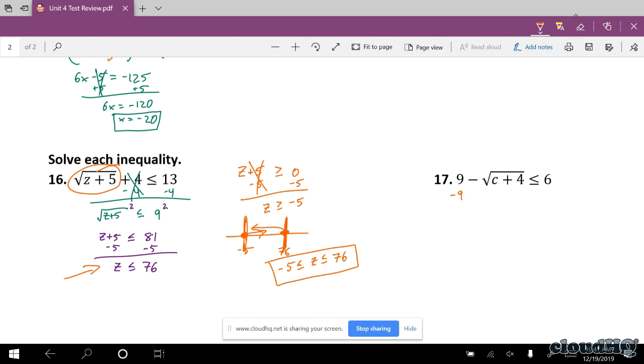Number 17, for example, works out nicely. You don't have to eliminate anything. You do have a negative, so you have to divide by a negative 1. Since it's an inequality and we're dividing by a negative 1, it does switch the inequality sign, so it becomes greater than or equal to. That's how I know it's going to work out nicely.